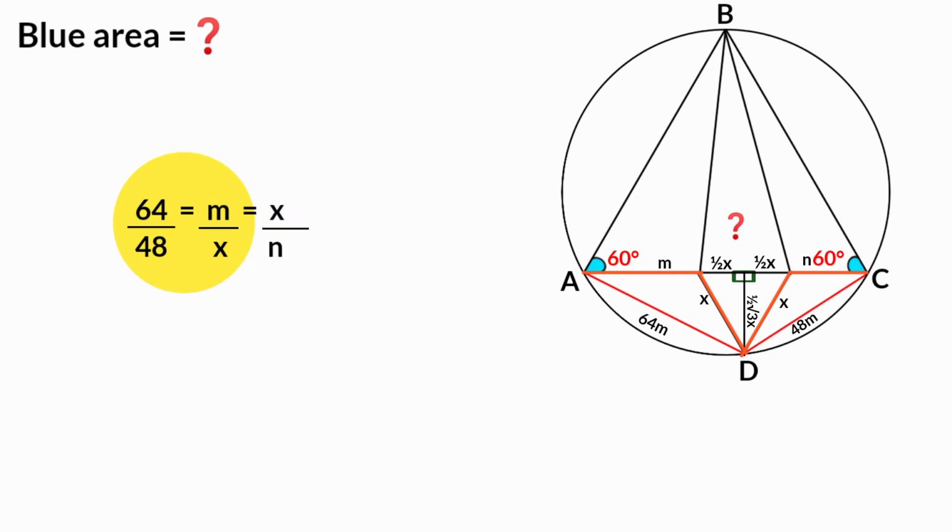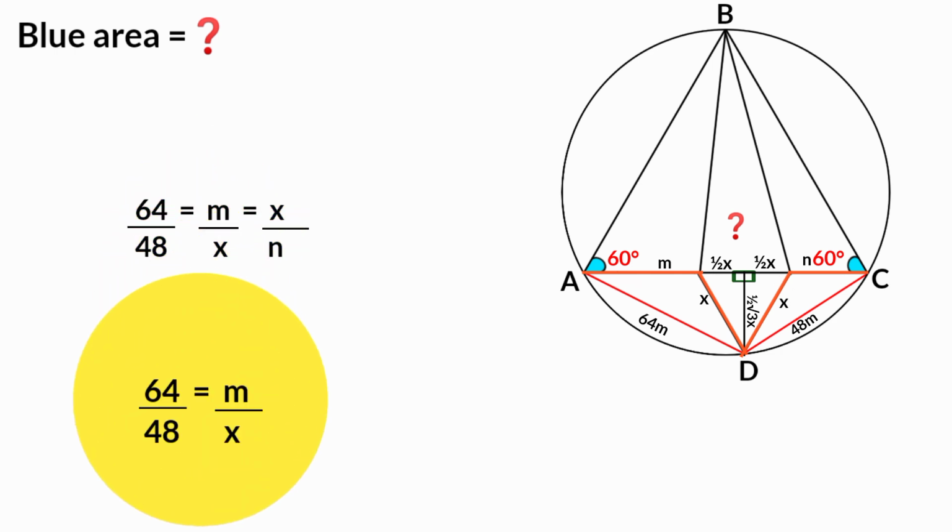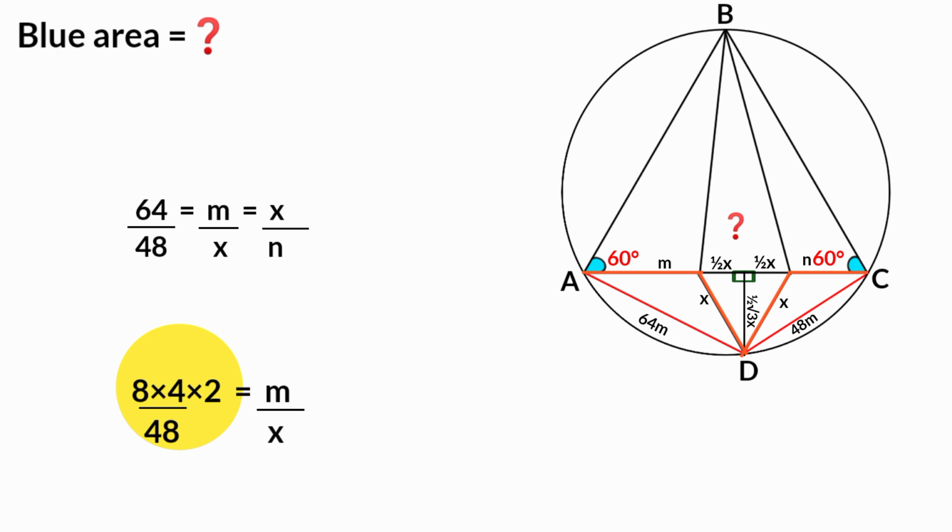Let's take this part here. 64 over 48 equal to M over X. We know 64 is the same as 8 times 8, and 8 is 4 times 2. This 48 is 16 times 3. 16 is 8 times 2. This 8 cancels this 8. And this 2 cancels this 2. So it is 4 over 3.